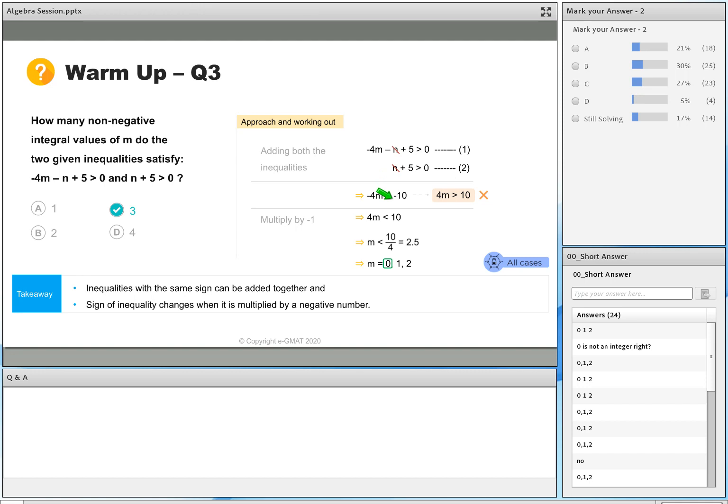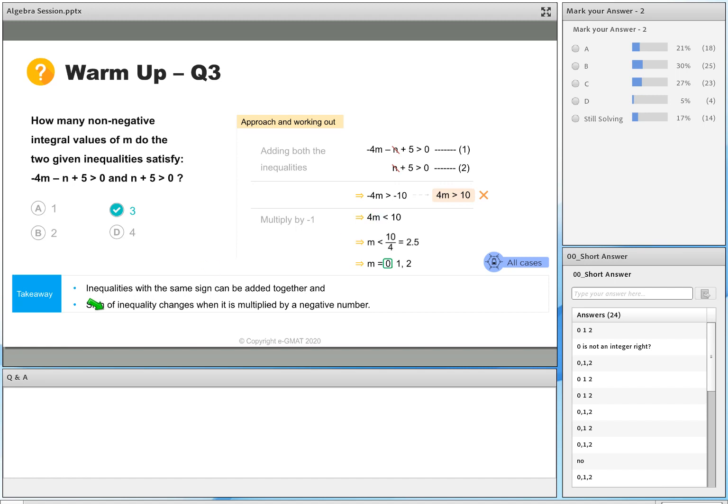What you had here was negative 4m is greater than negative 10. After this, removing that negative 1 was an important step. So if I multiply both sides by minus 1, my left side is 4m, right side is 10, and the inequality flips. This is the only place where the inequality flips. Nowhere else does it happen.